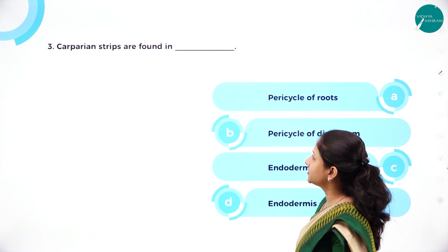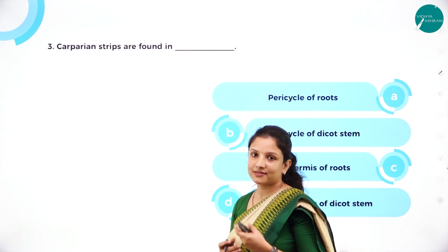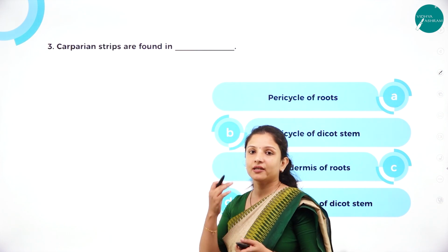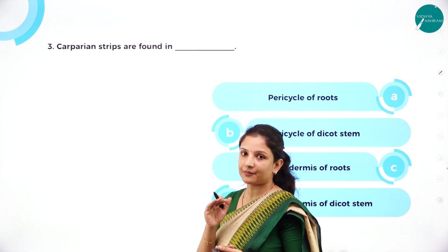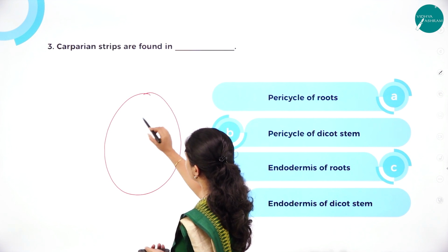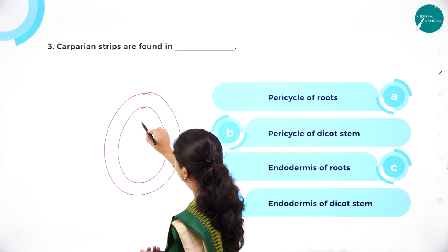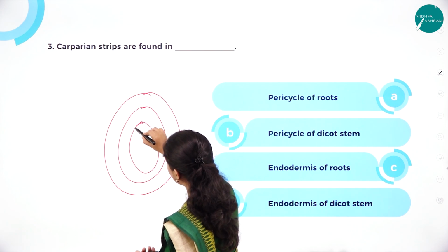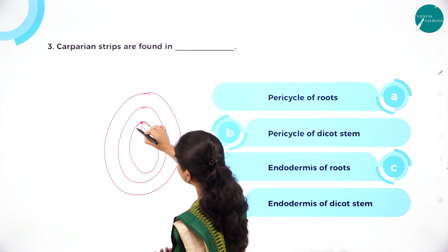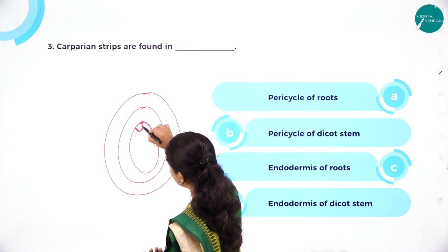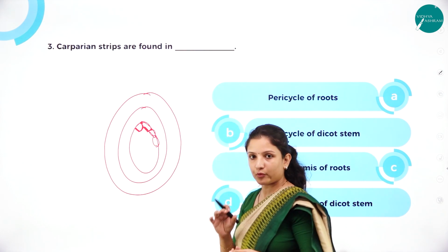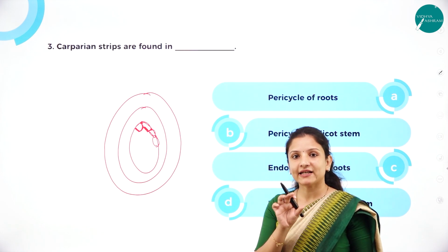Next, Casparian strips are found in. There is something called Casparian strips which we need to know. We had learnt there is endodermis and there is pericycle. We have the outermost layer which forms the epidermis, then comes the cortex, and inner to the cortex we have the endodermis. The endodermis is made up of elongated parenchyma cells. Here they have suberin depositions, tangentially and radially. If suberin depositions are there, we call them Casparian strips.